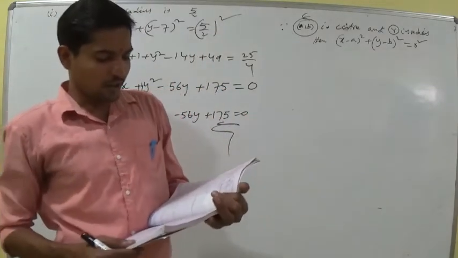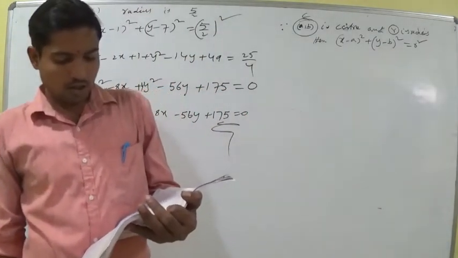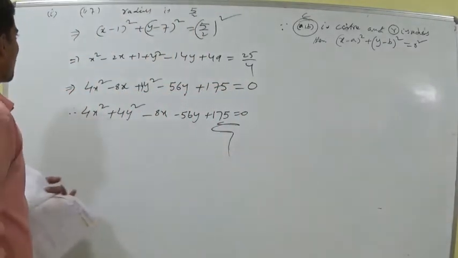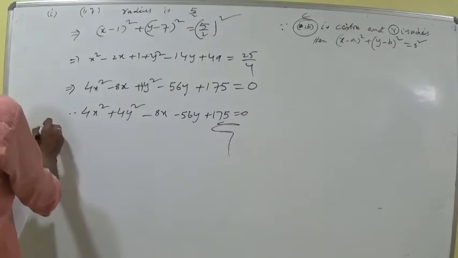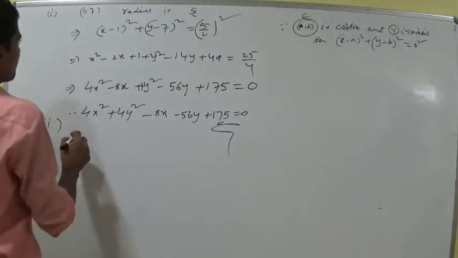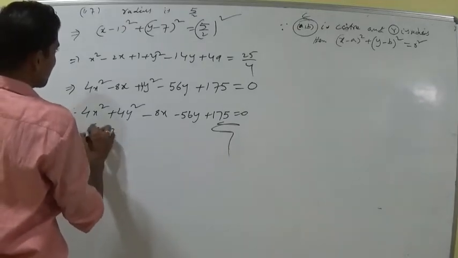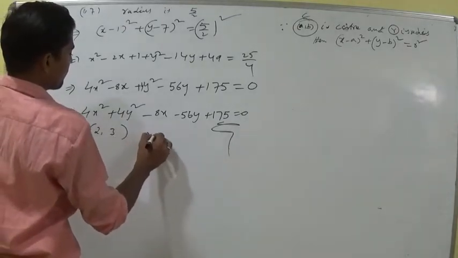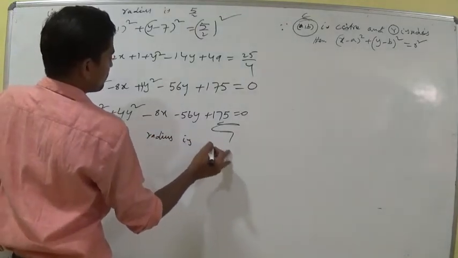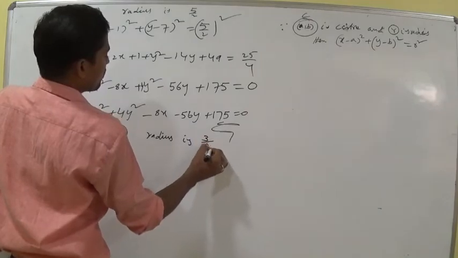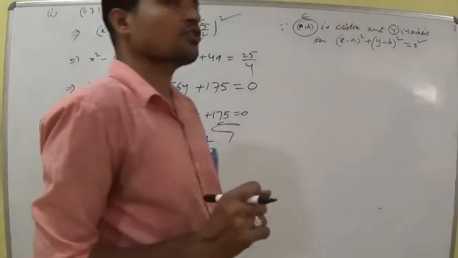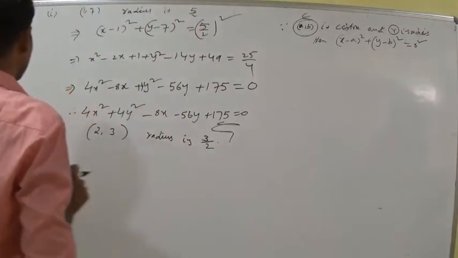I am going to give you one problem, same model. Center is equal to (2, 3) and radius is 3 by 2. Then find the equation of the circle.